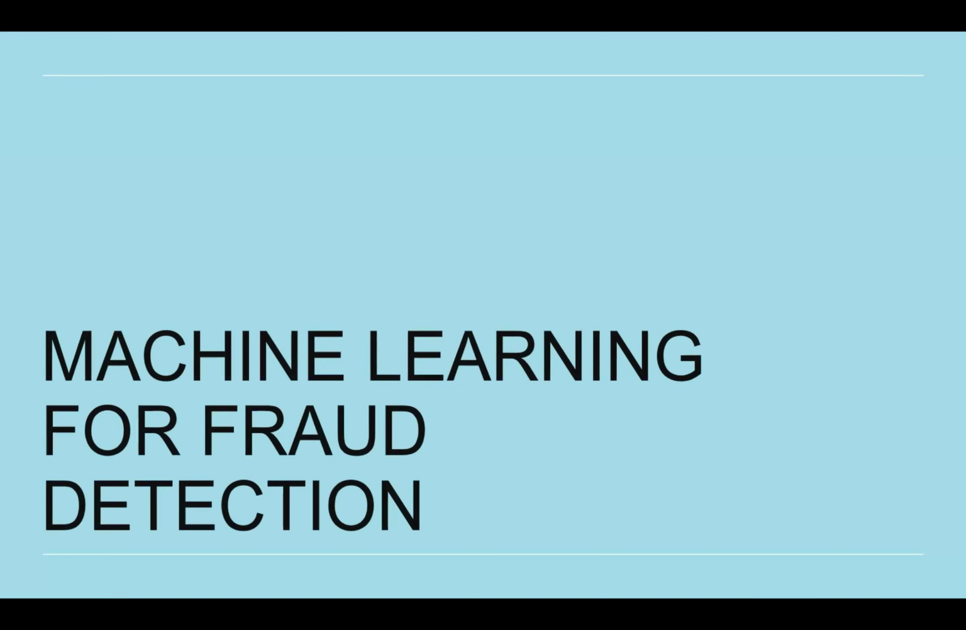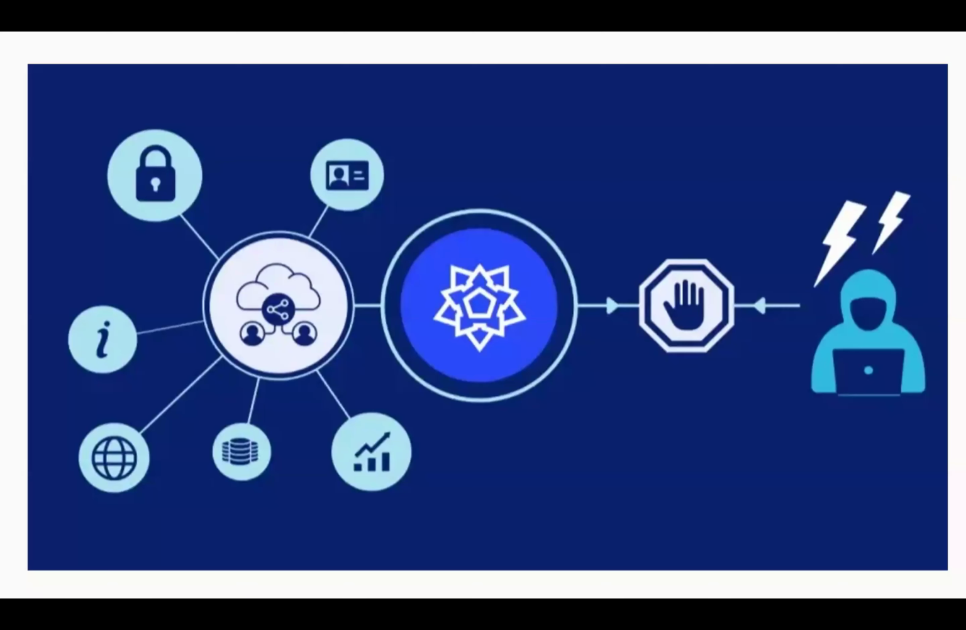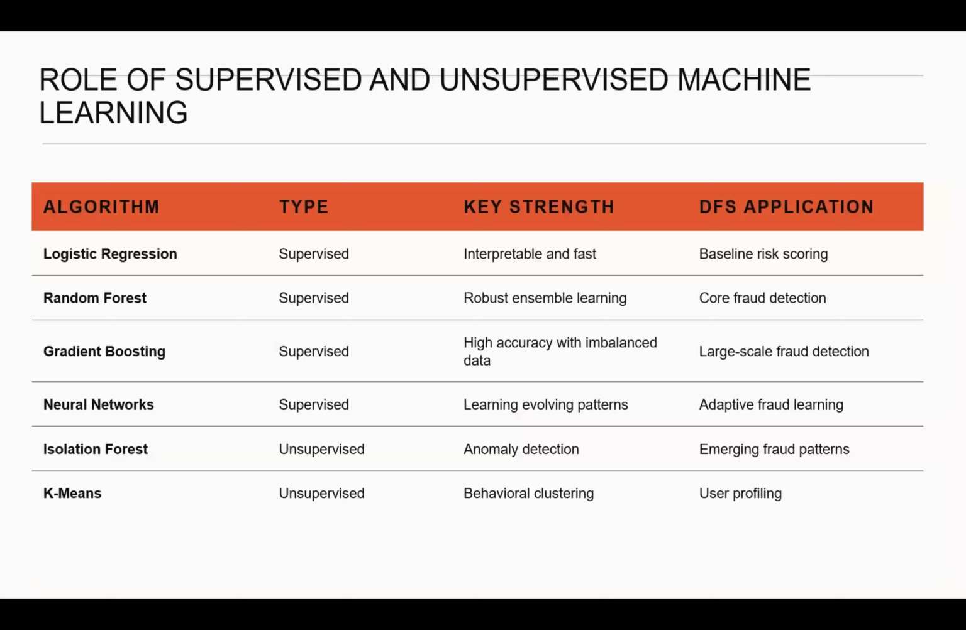So we look at machine learning fraud detection. Next slide. In machine learning, we have supervised learning and unsupervised learning. We've got different algorithms which do different functions, like logistic regression, which is supervised learning. It is interpretable and fast as one of its strengths. For digital financial services, you can use it for baseline risk scoring.